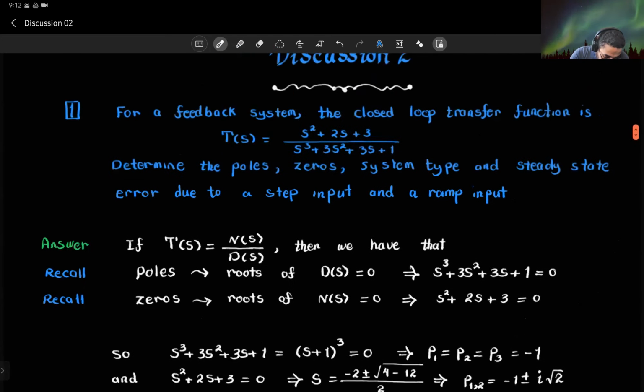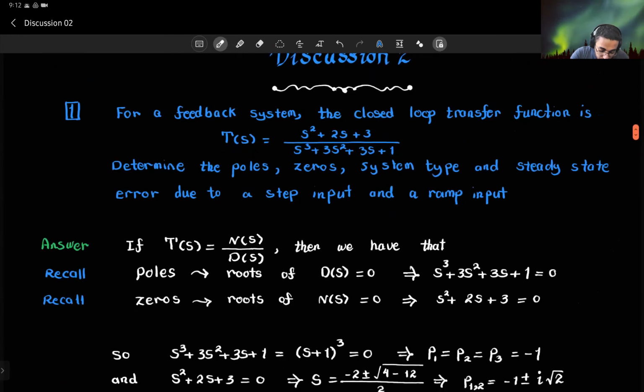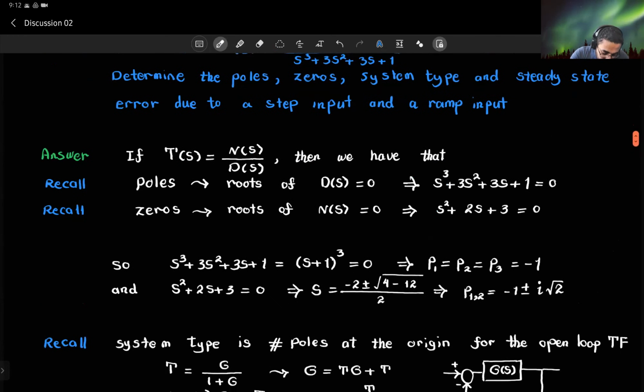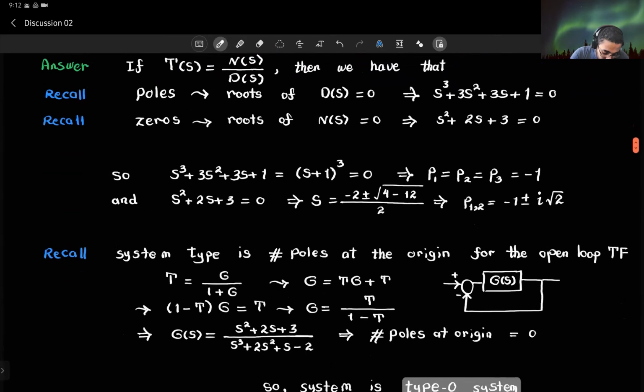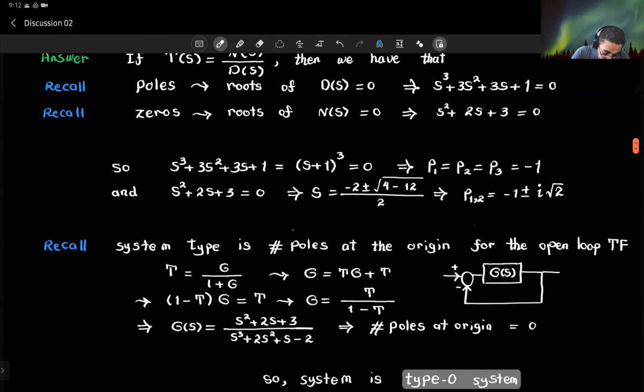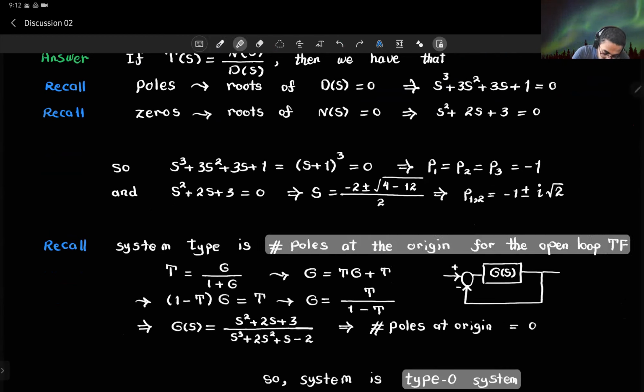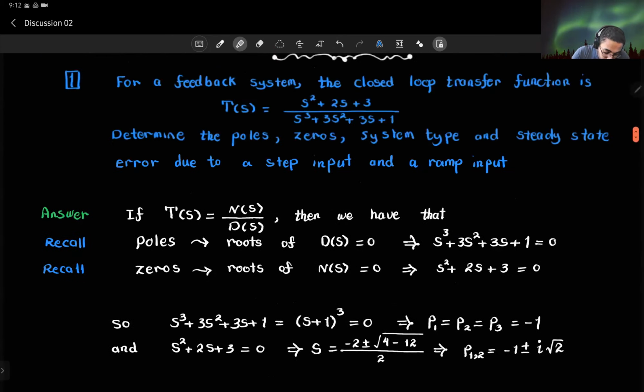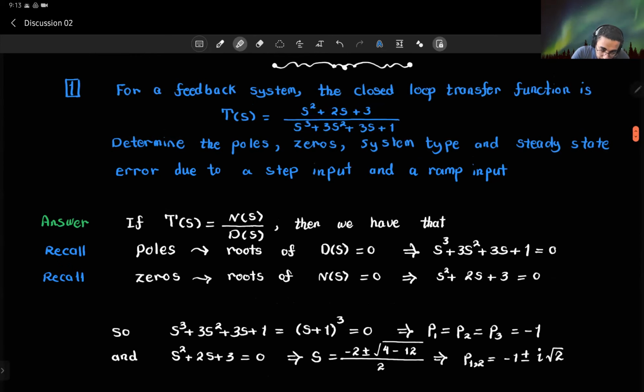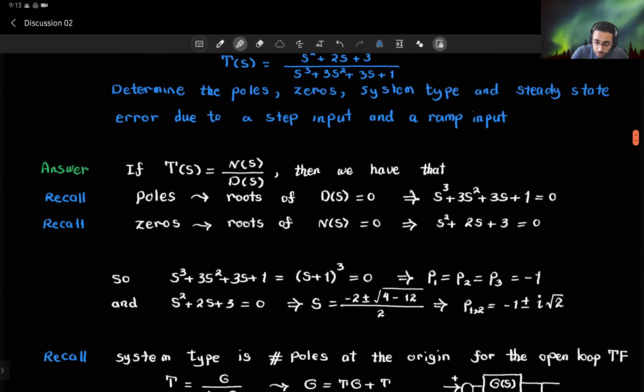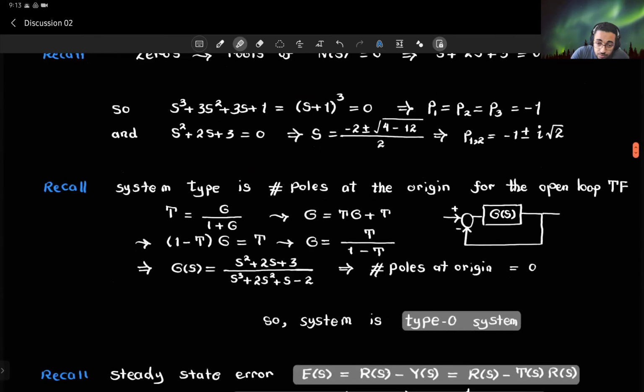Next, in the question, we want to find the system type. We can recall that the system type is basically the number of poles of the system at the origin, and it's important to emphasize this here for the open loop transfer function, right? Here we are given the closed loop transfer function. So to obtain the system type, we need to obtain the open loop transfer function, right?